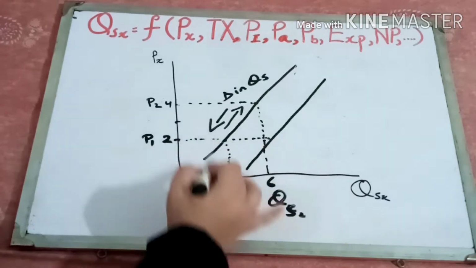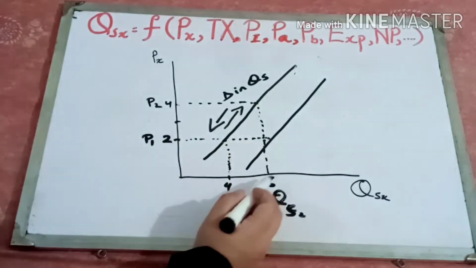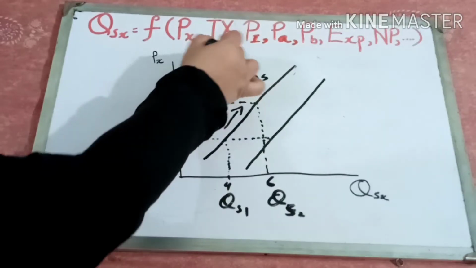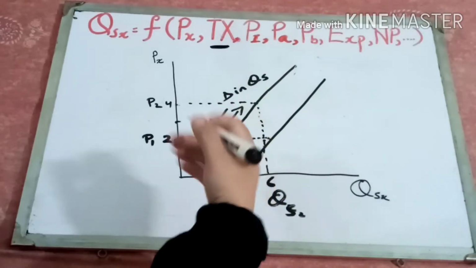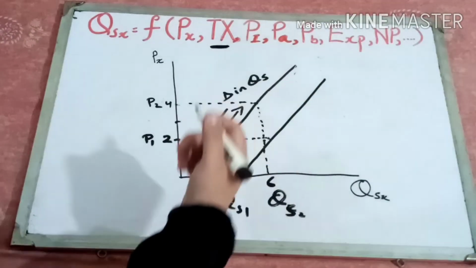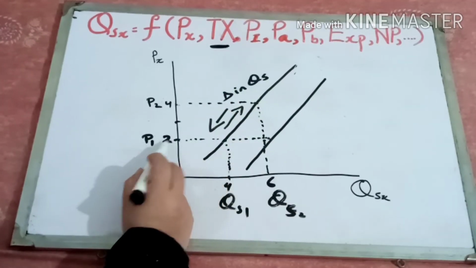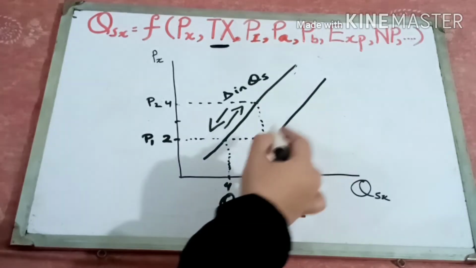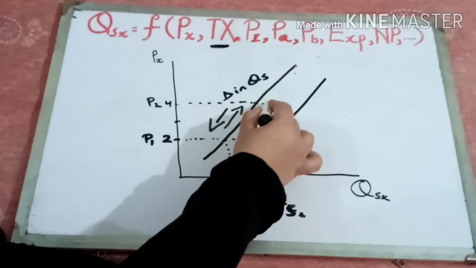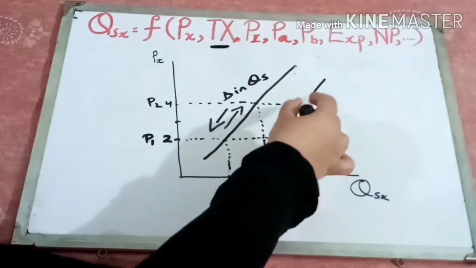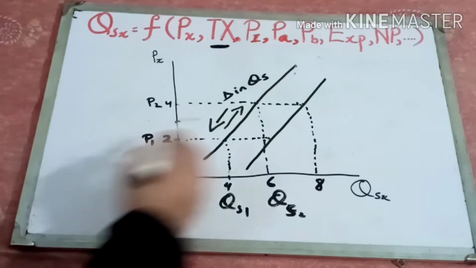sell the product at the same price, but now they want to sell not 4 units of the product, now they want to sell 6 units of the product, because due to the improvement in the technology, now the cost of production is decreased, which makes it more viable for them to produce more of the product, and more production would produce more profitability. So now, at the same price, they are supplying 6 units of the product. And in the same way, if the price increased to 4, now they would be willing to supply, let's suppose, 8 units.